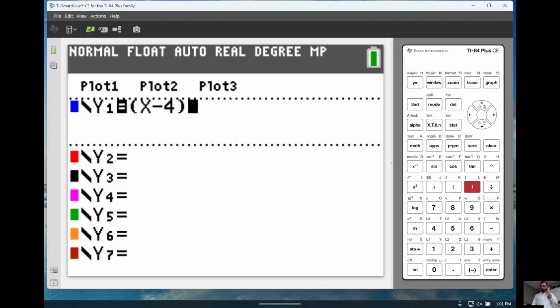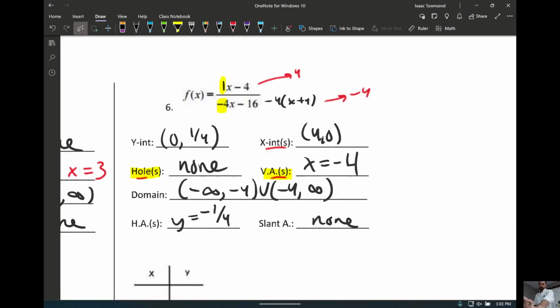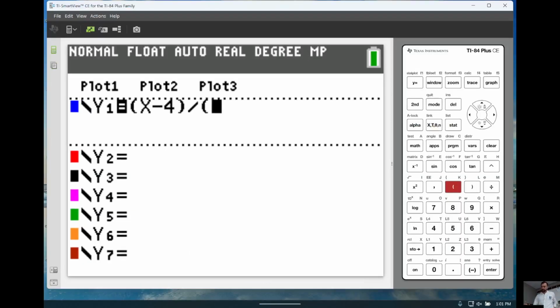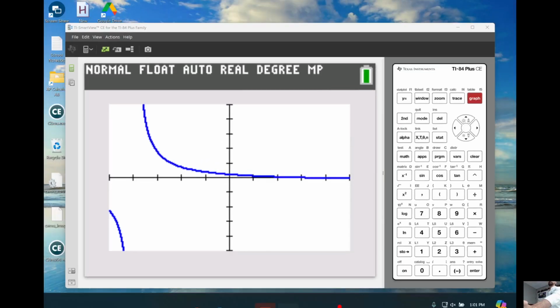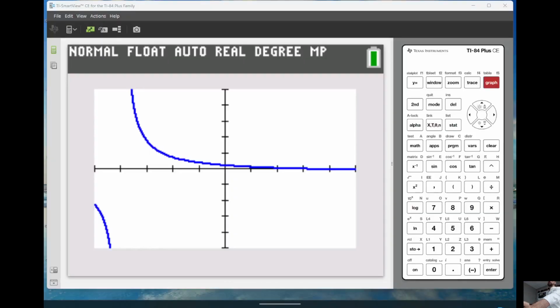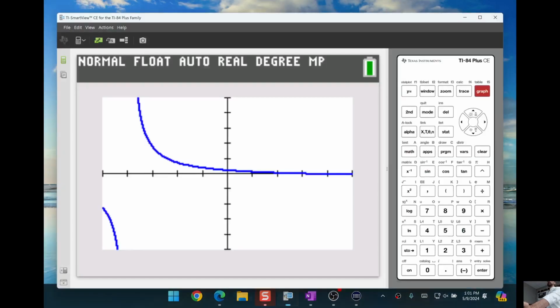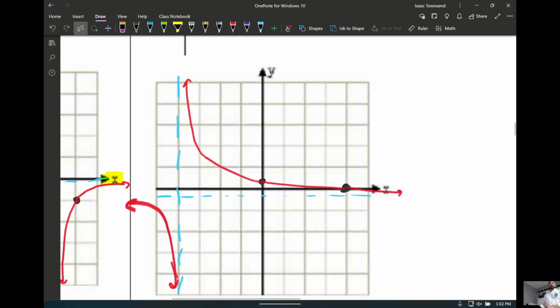x minus 4 over -4x minus 16. Okay, and their graph compared to my graph looks good to me. Again, it's not going to be 100% perfect, but it should be very close. If it's not super close, then something's definitely wrong. Okay, other questions you guys have?